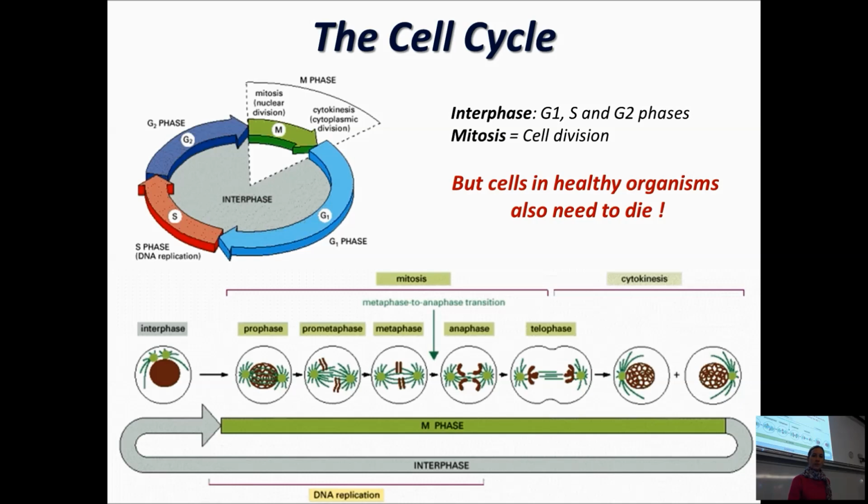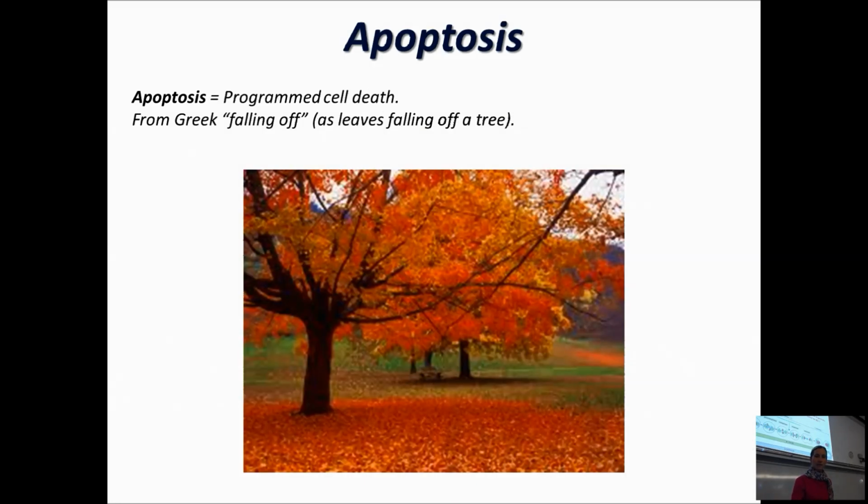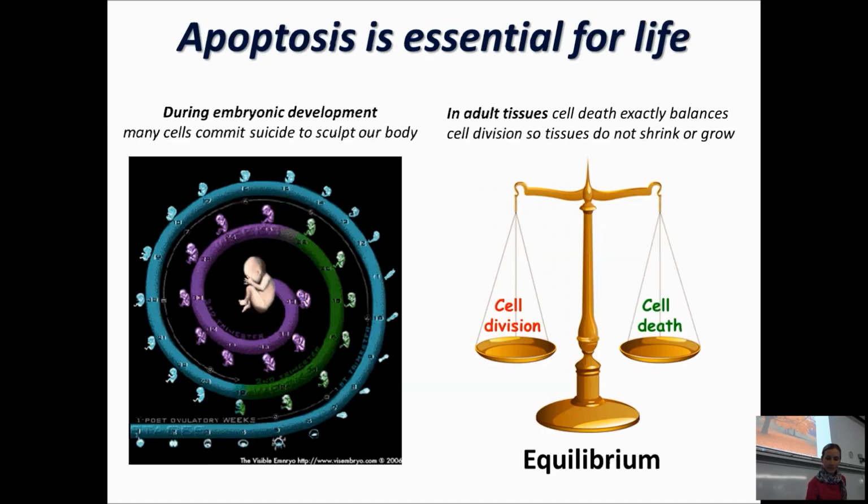So the process of dying is also very tightly regulated, and it's known as apoptosis, or programmed cell death. Apoptosis comes from the Greek for falling off, as leaves falling from a tree in autumn. So this is a normal process. Trees lose their leaves, and we also need to lose some of our cells. Apoptosis is essential for life during embryonic development as well as in adulthood.